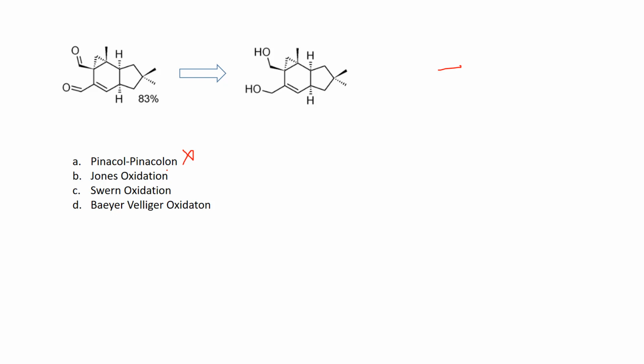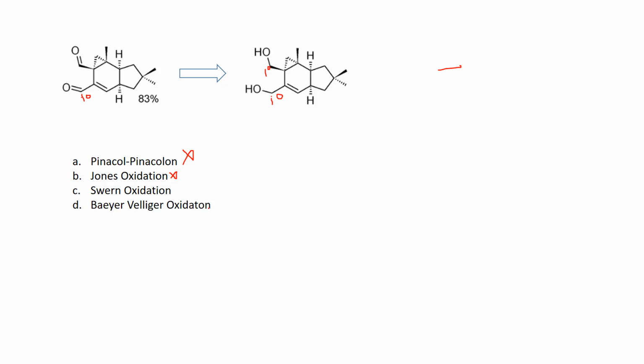Next is Jones oxidation. So by Jones oxidation, here both are 1 degree in nature. Both are 1 degree in nature. And we know in case of Jones oxidation, what happens? 1 degree alcohol is oxidized to acid directly. But both of them are aldehydes, so this is also not applicable.